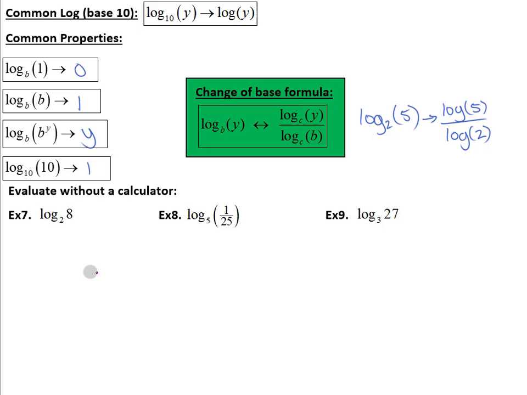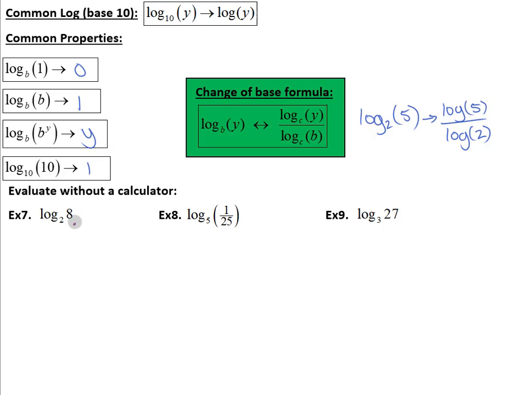Okay, let's see if we can evaluate some of these without a calculator. Again, if you remember what these are asking you, you might be able to come up with them without doing any extra work here. So example 7, log base 2 of 8. This is saying 2 to what power is 8? 2 to what power is 8? And if you know that power, then you have your answer.